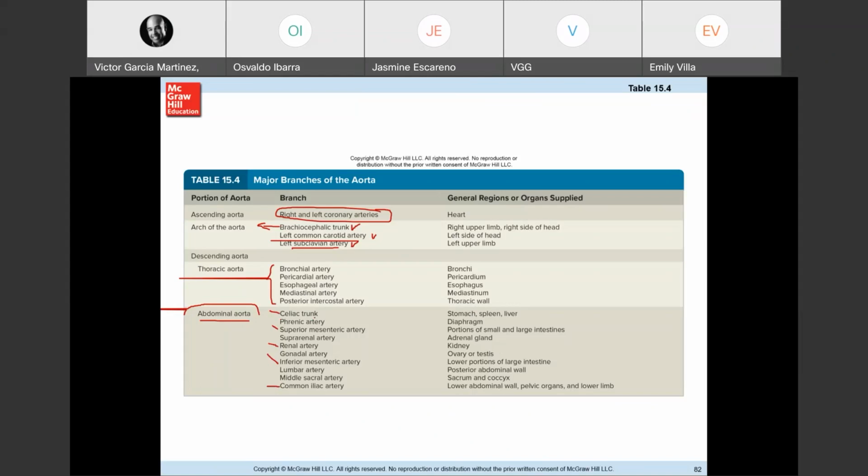If you remember the celiac trunk, which is the first branch, if you remember the superior mesenteric artery, which is the irrigation for most of the small intestine, if you remember the renal arteries, two of them, one on the left, one on the right, if you remember the inferior mesenteric artery, we're going to talk about the large portions of the large intestines. And finally, we're going to have the division of the aorta at the end in two big arteries called common iliac artery, one on the right and one on the left.